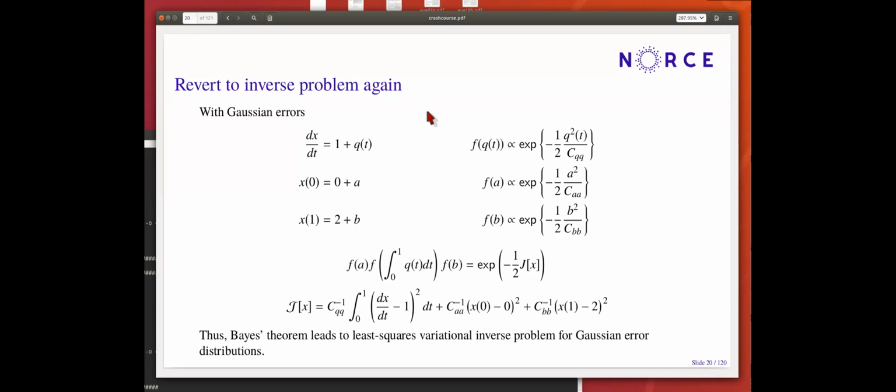Let's go back to this variational inverse problem again. So we had our model with errors like this, and we say that all the errors in this problem are described by Gaussian distributions. So that means if we multiply together these PDFs, we get an expression which is just e to the -1/2 of J of x, where J of x is this cost function. And that's exactly the same cost function as we minimized in the previous example, right? So Bayes' theorem leads to the least squares variational inverse problem for Gaussian error distributions. So there's a connection between Bayes and minimizing this cost function.